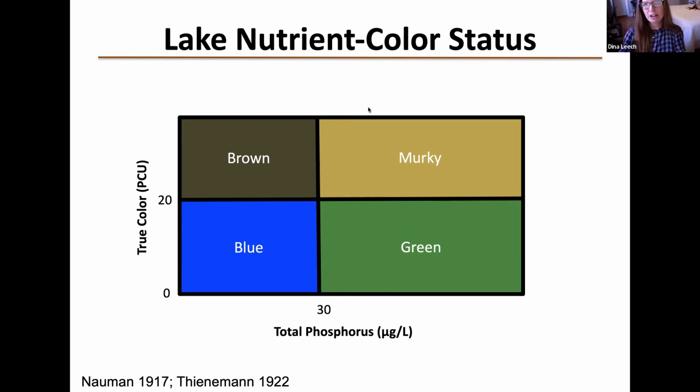And this is actually called the nutrient color paradigm, or nutrient color status. And it's been around for quite some time. Since the early 1900s is when it was first presented.